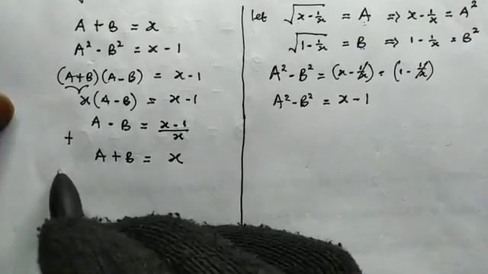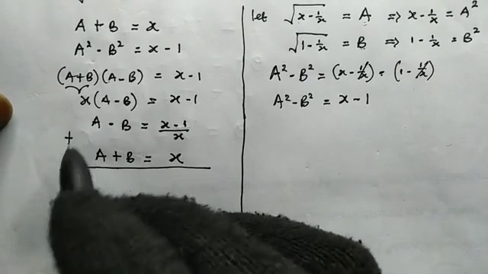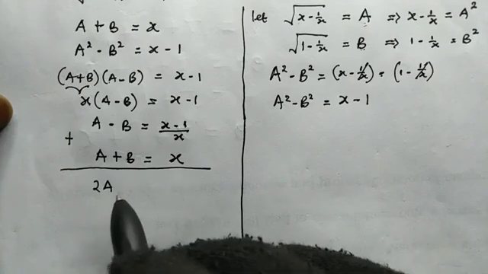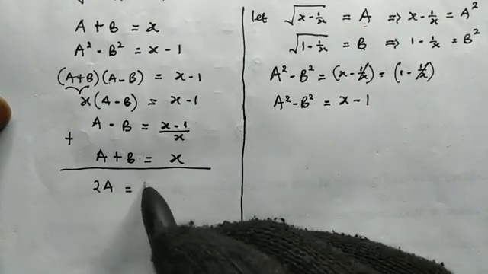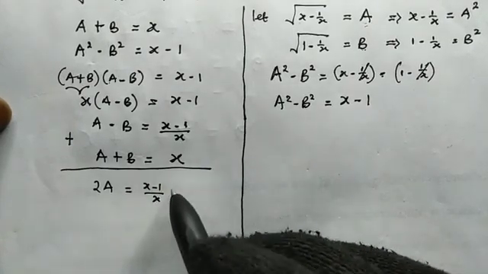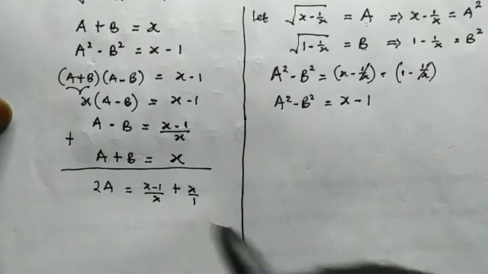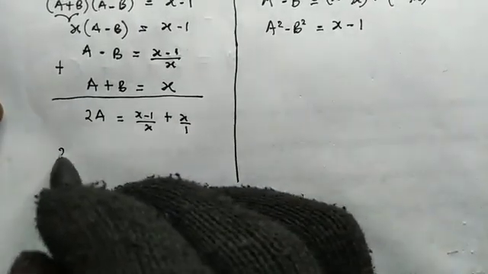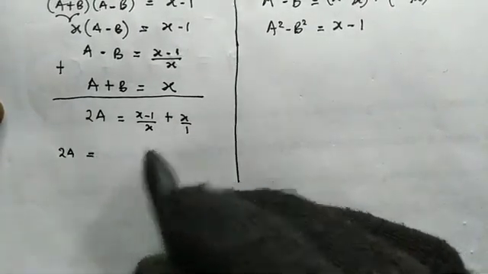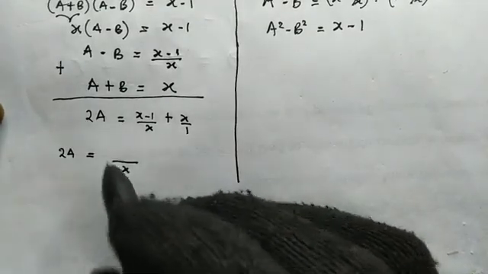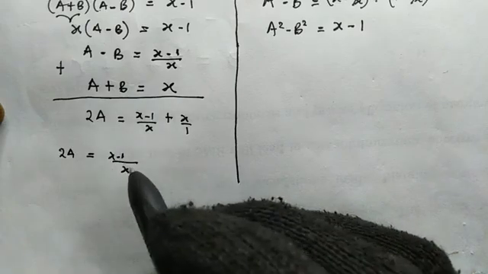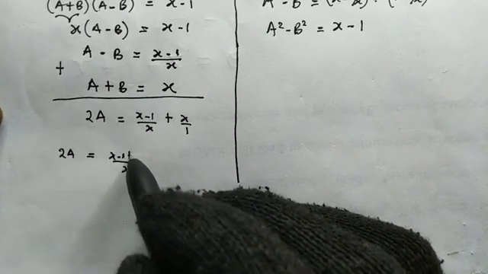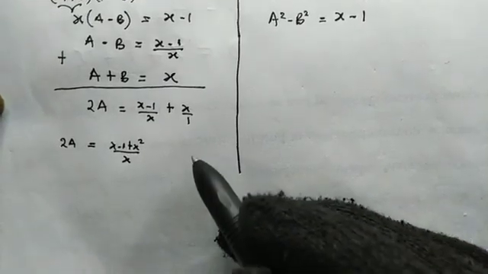So let's go ahead and add both equations. So here a plus b, that is 2a, negative b plus b, that is 0. So this is equal to x minus 1 over x plus x over 1. So let's go ahead and simplify this properly. So here we have 2a, this is equal to, the common denominator is x, and here we have x minus 1, right? Okay, so that is plus x squared, right?